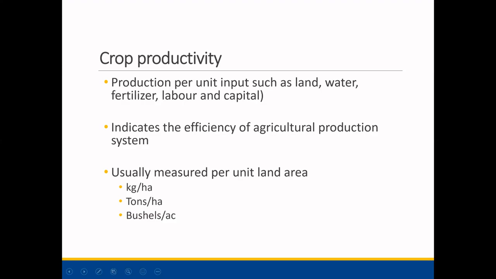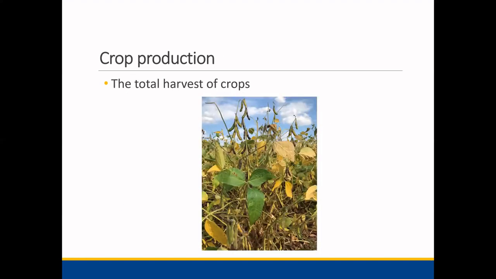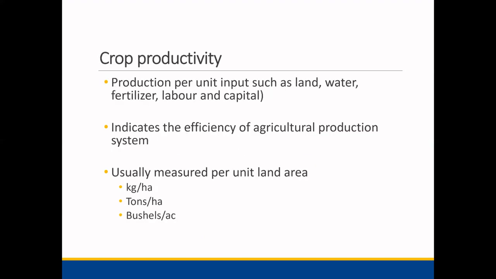You should be able to distinguish between production and productivity, because you will be looking at different data sources where these data are presented. Production is the total harvest; its unit can be kilograms, tons, or bushels. Productivity we usually measure per unit land area.